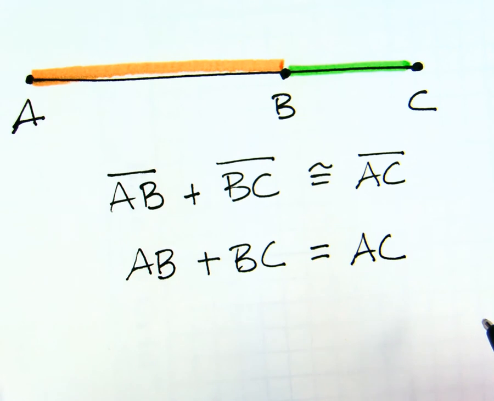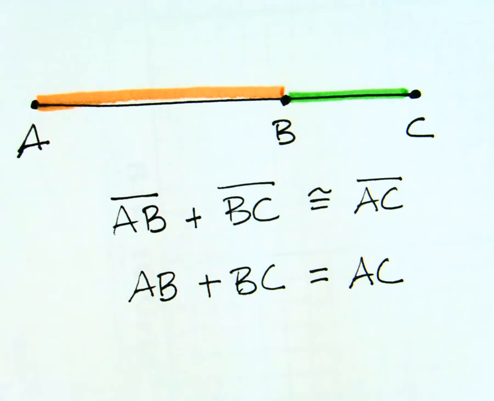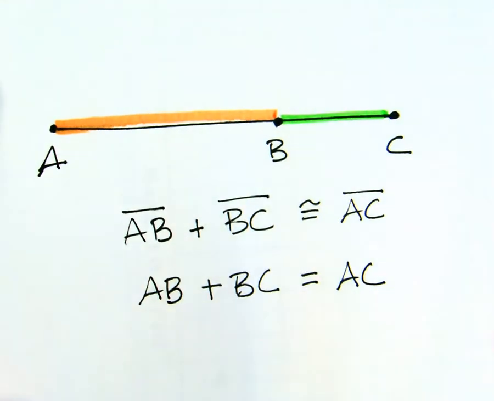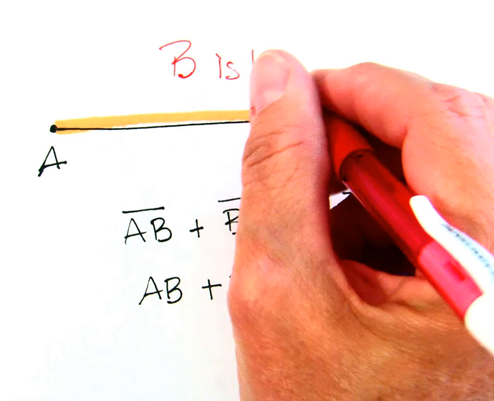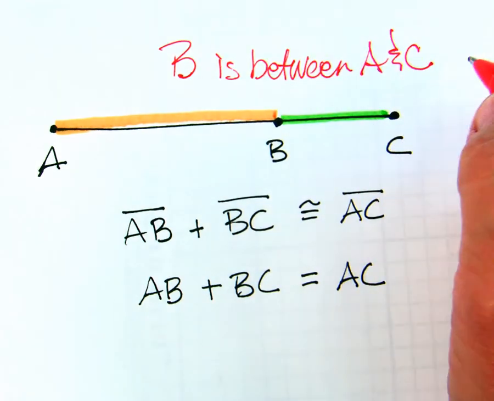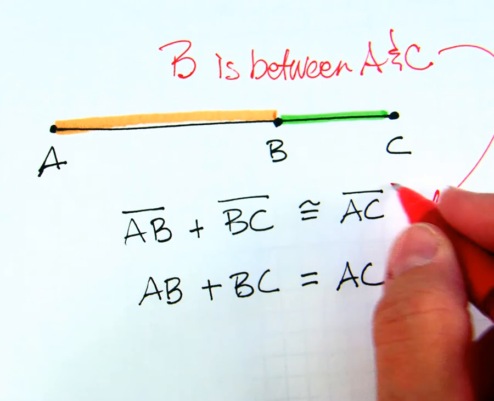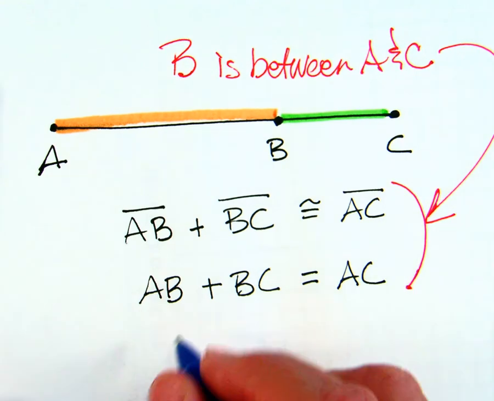But notice for the moment that what we have here is that B is between A and C. So if we know that B is between A and C, then we can conclude from that both of these things. That is, that you add them together, you get it. Or the sum of the whole is the sum of the parts.